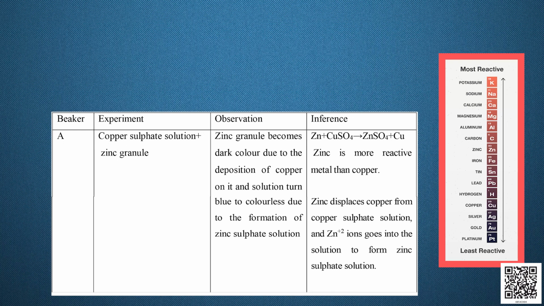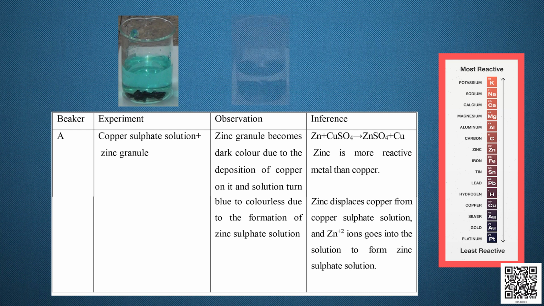Beaker A. Zinc granule added to copper sulfate solution. Observation: zinc granule becomes dark color due to the deposition of copper on it, and the solution turns from blue to colorless due to the formation of zinc sulfate solution. Inference: zinc is more reactive metal than copper. Zinc displaces copper from copper sulfate solution, and Zn2+ ions go into the solution to form zinc sulfate solution.